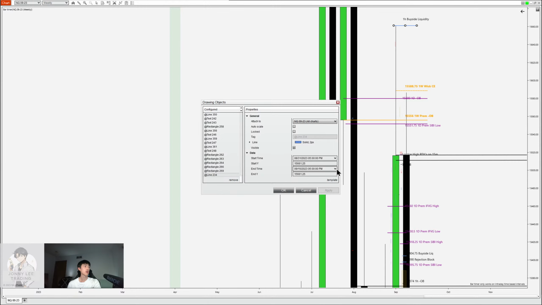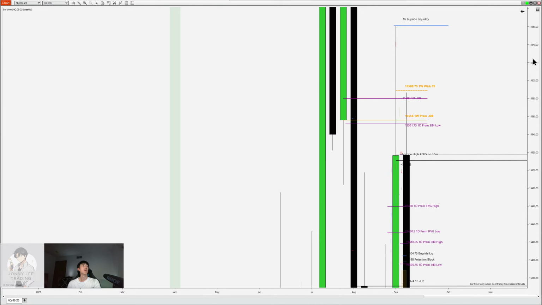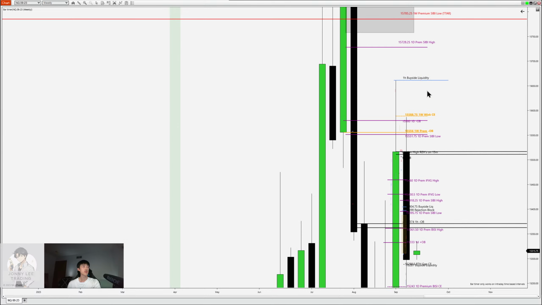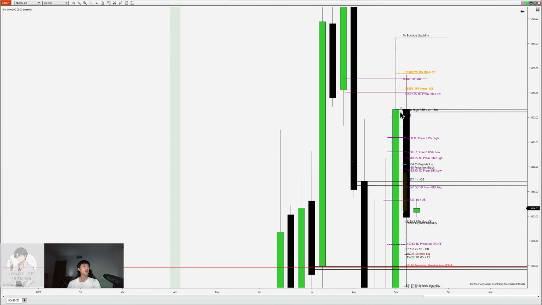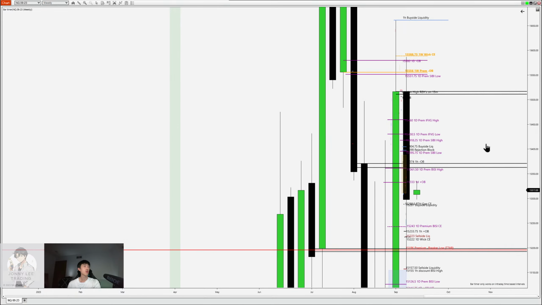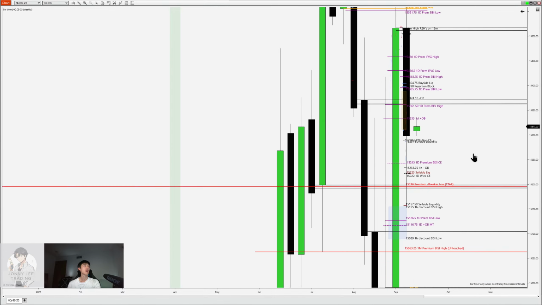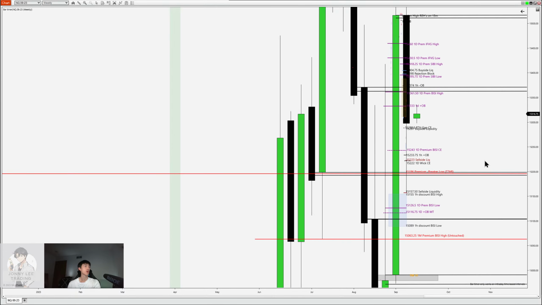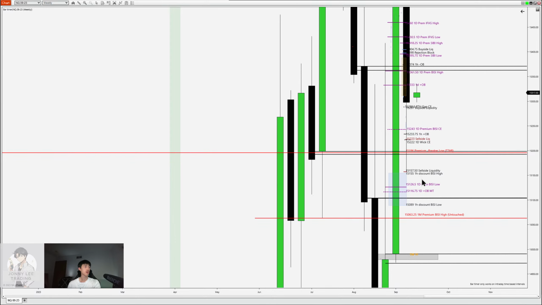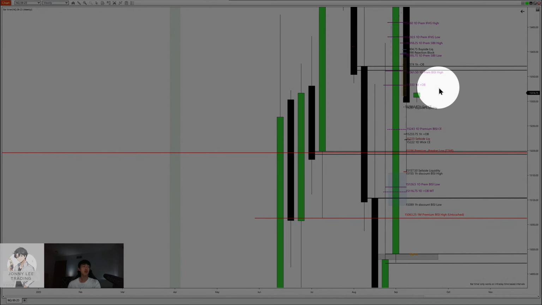So this one, I'm going to move this to reach out to September 30th. Give it a little bit of room there. I don't believe we're going to come for this. So I think that we rejected here, and now we're going down, passed through a previous new week opening gap, went all the way down, and then came back up. So right now, the beginning of the week, we're starting with an expansion.